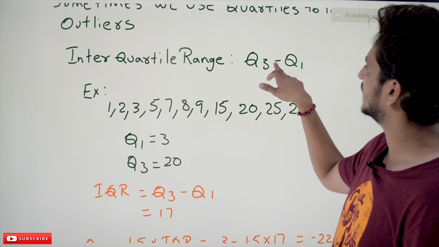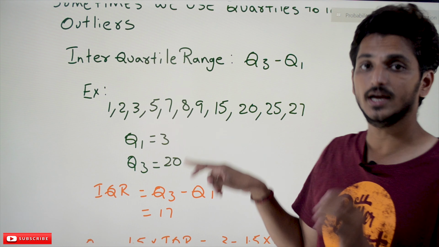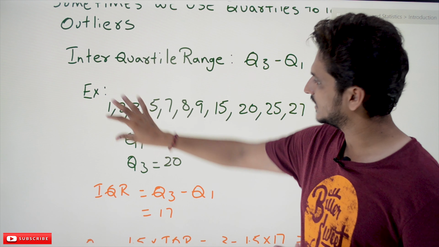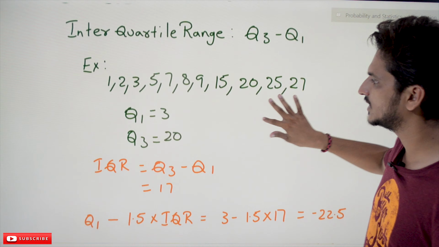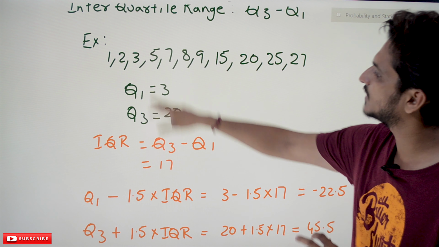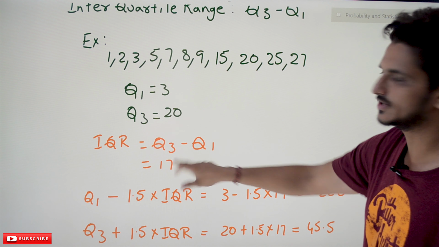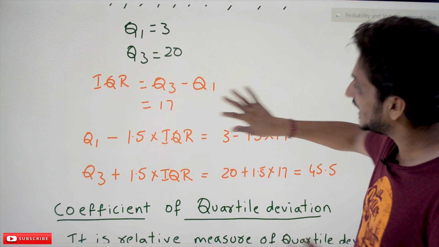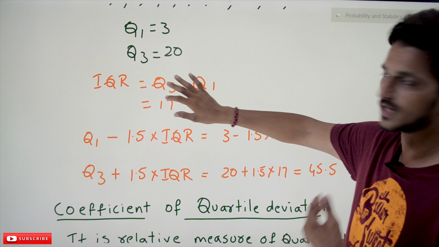How do we identify that? Q3 minus Q1, we call it the interquartile range. So take the same example: Q1 is equal to 3, Q3 is equal to 20. So interquartile range means Q3 minus Q1, that is equal to 20 minus 3, that is equal to 17. Based on this interquartile range value, we are going to identify outlying points.